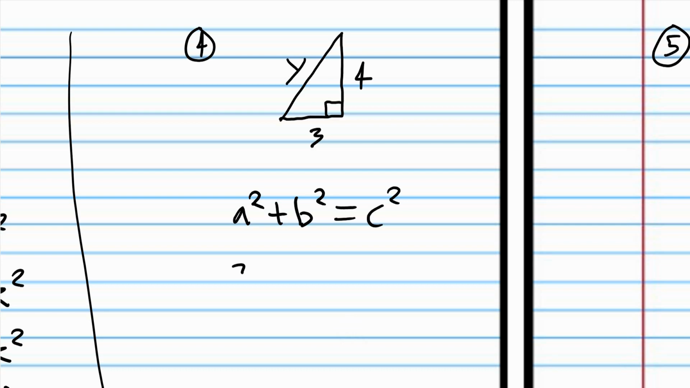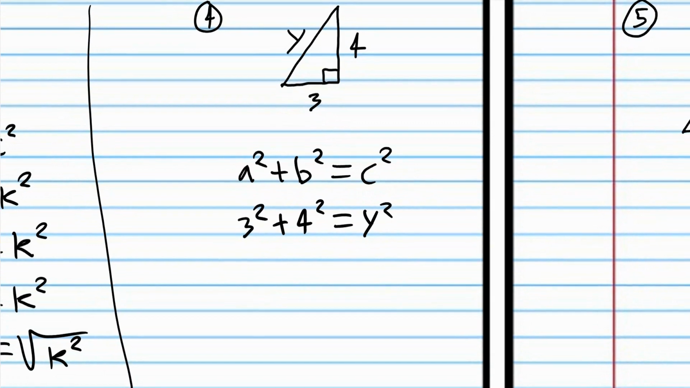All right, we're back. 3 squared plus 4 squared equals y squared. You need to plug it in that way. Now again, you could put the 4 in front. You could plug in 4 for a and 3 for b. You're going to get the same answer. It doesn't matter because of the commutative rule of addition. But if you plug in 3 or 4 to the c value, then you've got a problem. You're going to get the wrong answer.